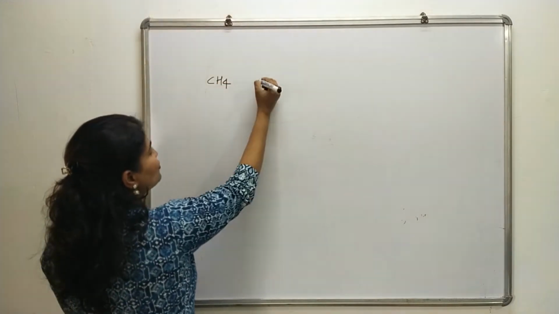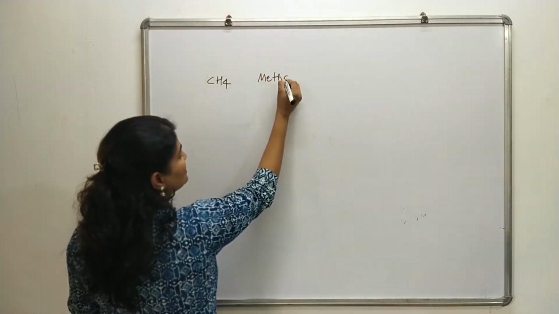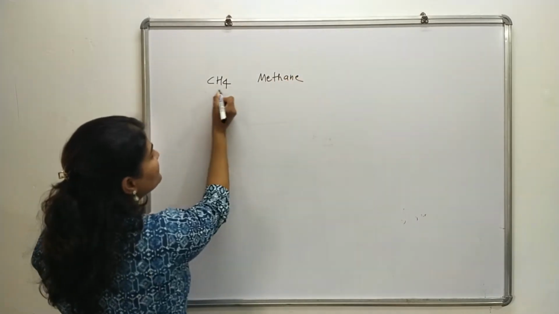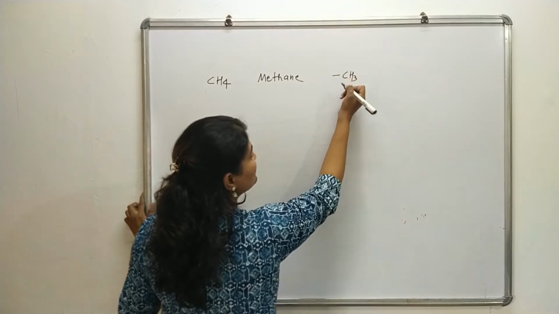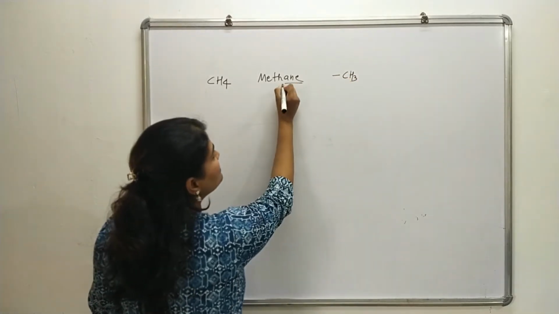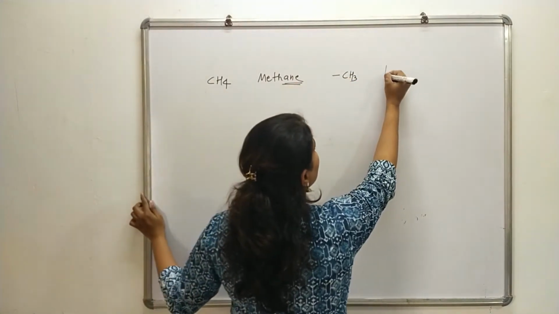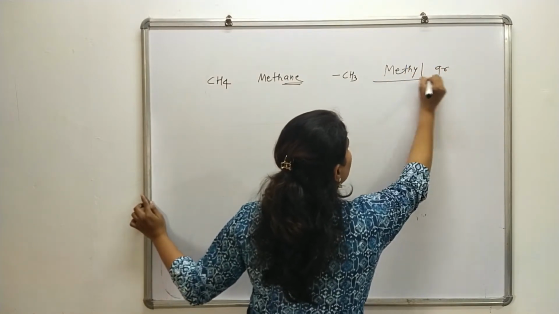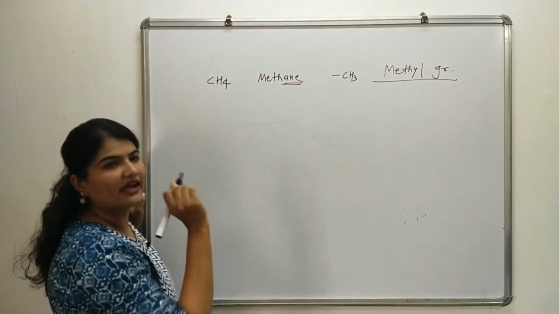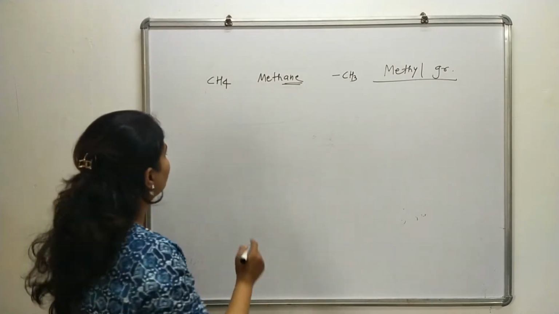So let's start from the basic or simplest hydrocarbon, which is methane. CH4 is nothing but methane. When we remove one of the hydrogens from methane, the link will open for substitution. Then we replace ANE by YL, so the name becomes methyl group. This is the very basic kind of alkyl group, the methyl group.